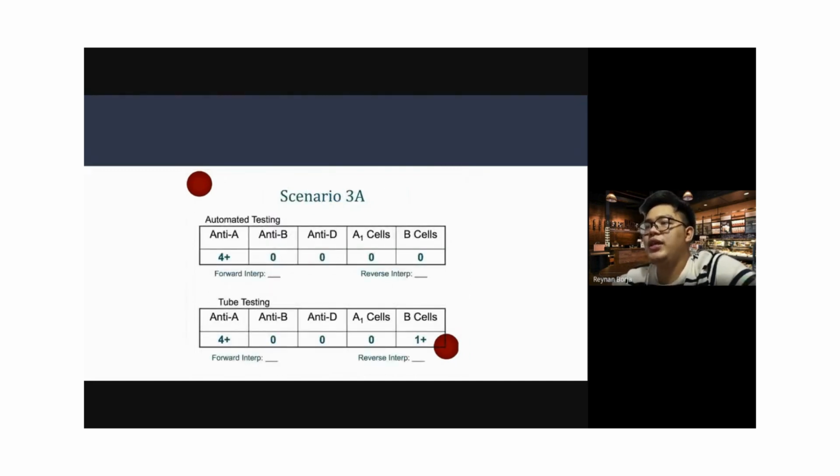Next, scenario 3. Anti-A 4 plus, anti-B 0, anti-D 0, A1 cells 0, B cell 0. So, technically, missing. Tama? Sa forward typing, meron tayong A negative, and sa reverse naman AB. Sa tube testing, 4 plus yung anti-A, B 0, anti-D 0, A1 0, B cells, magkakaroon na siya ng reaction pero weak, 1 plus.